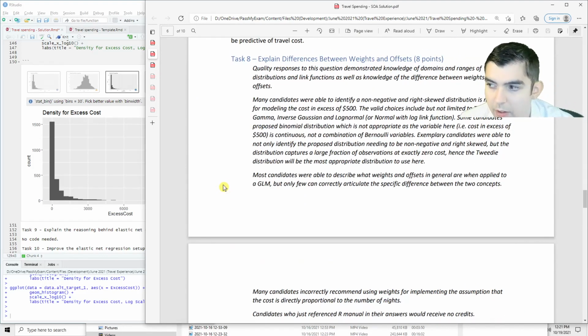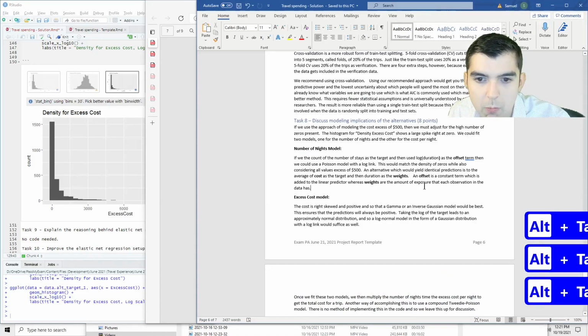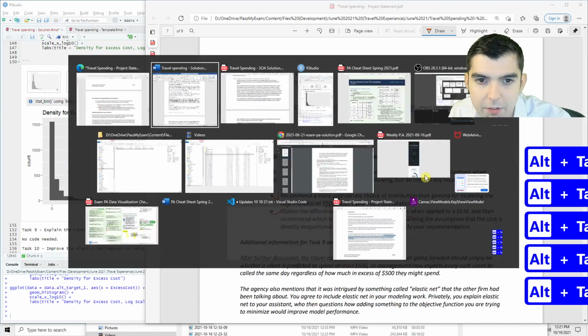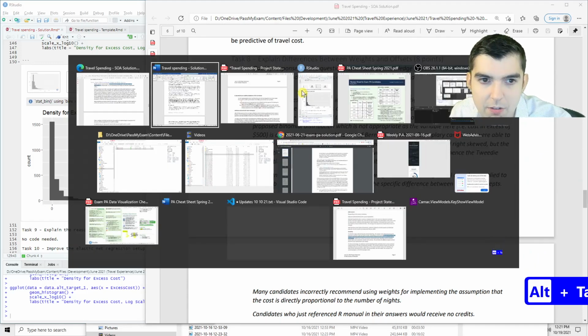So what's the SOA's answer? Quality responses to this question demonstrated knowledge of domains of ranges of distributions and link functions, as well as knowledge of the differences between weights and offsets. So that's what we did here. We described what a weight was, what an offset was. We demonstrated knowledge of domains of ranges of distributions and link functions.